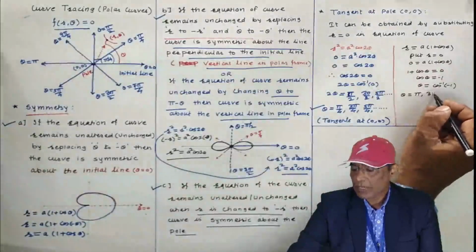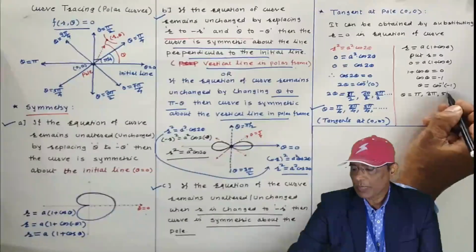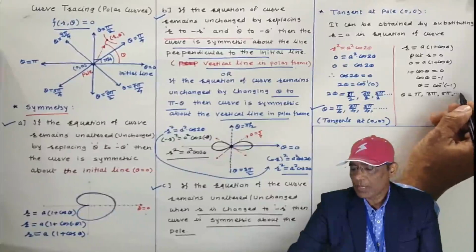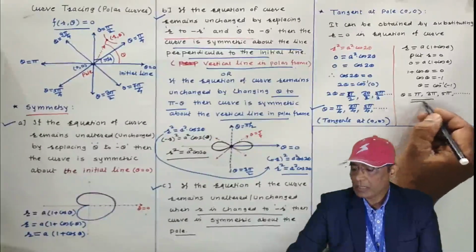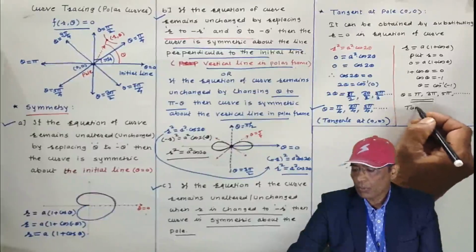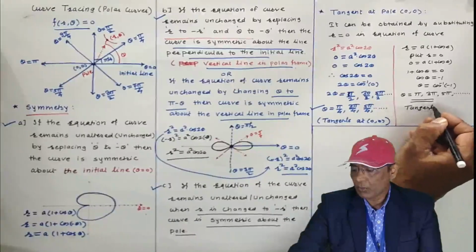Cos 3 pi is minus 1. Cos 5 pi is minus 1. Cos 7 pi is minus 1. Cos 9 pi is minus 1, like this. Okay, these are the tangents at pole.